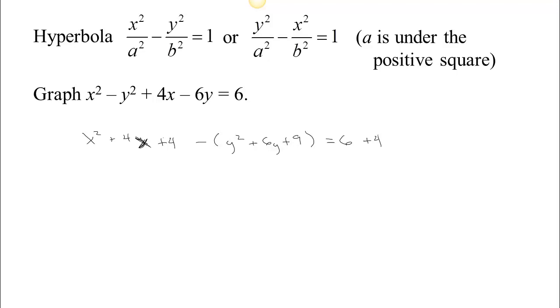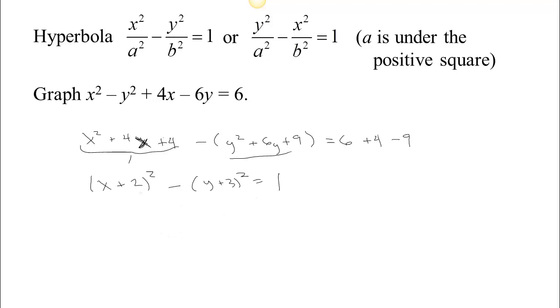Now notice what you're doing. If you're adding 9 and it's inside these parentheses, it's going to get hit by this negative here. So adding 9 inside the parentheses is the same as subtracting 9 from this left-hand side. So if I subtract 9 from the left, I better subtract 9 from the right. Now we get this equation. These 3 factor to be x plus 2 squared, minus these 3 factor to be y plus 3 squared. 6 plus 4 is 10, 10 minus 9 is 1.